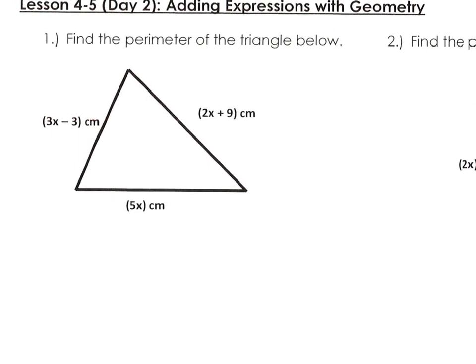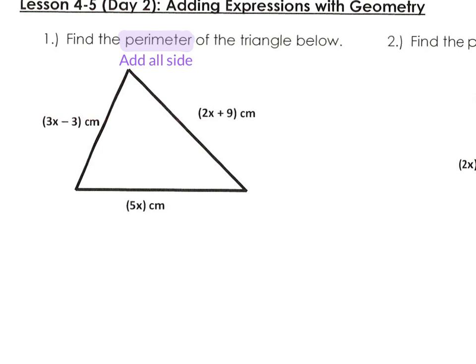Now, in order to answer this question, I have to know what perimeter means. So again, I'm going to ask you to highlight perimeter, and underneath that, I'm going to ask you to write to add all the sides. So in this case, we're looking at a triangle. So there's going to be 3 sides, and I'm going to make sure that I add up.